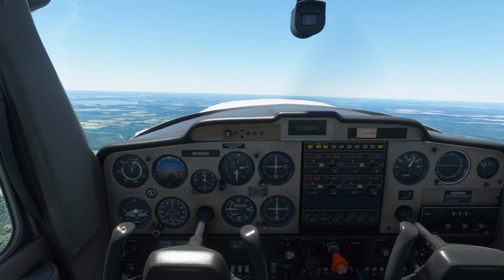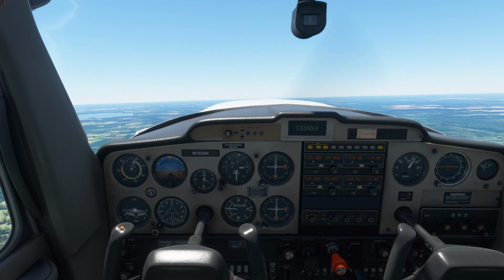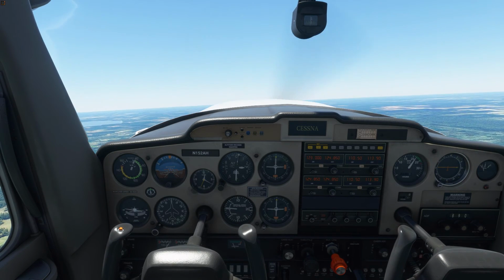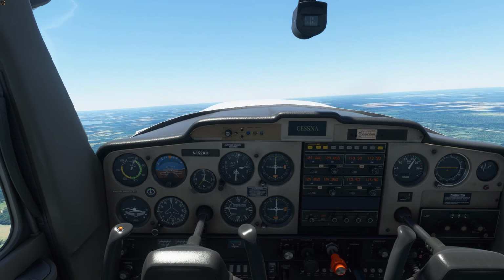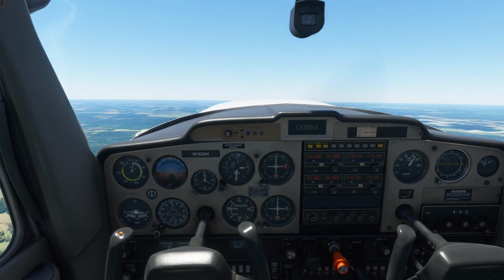Back level at 2,500 feet now. So practice some descents as well. Don't forget to turn your carburetor heat on if you're electing to use carburetor heat, like I forgot to do. And just practice those descents and descending turns as well.